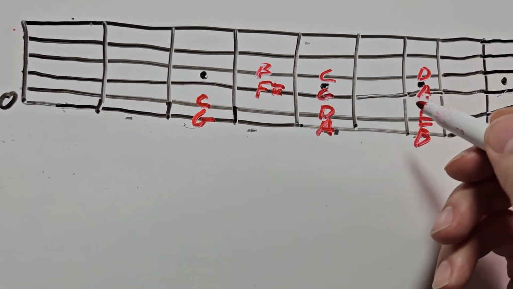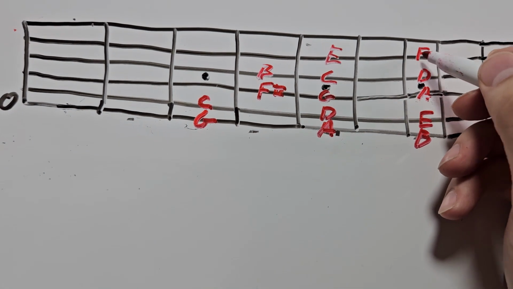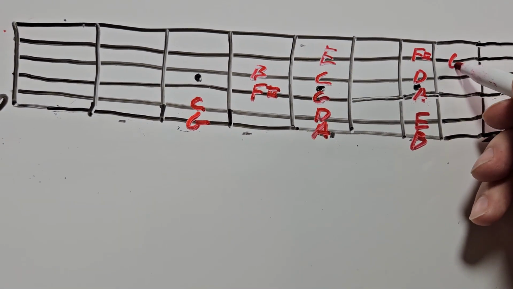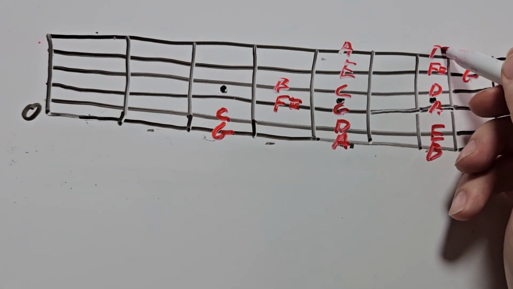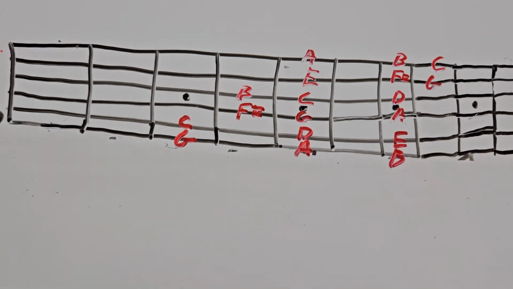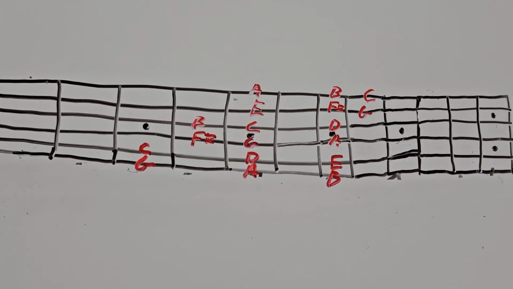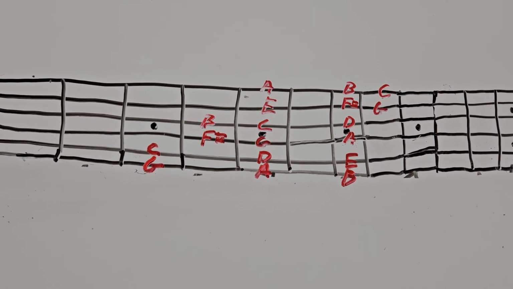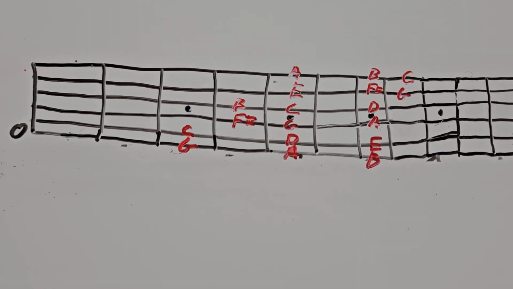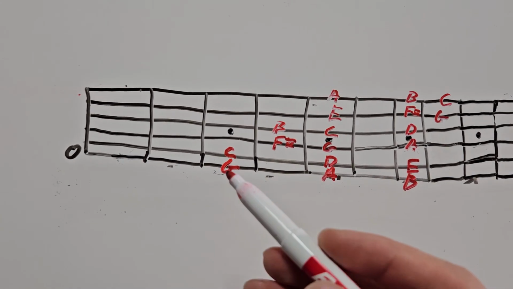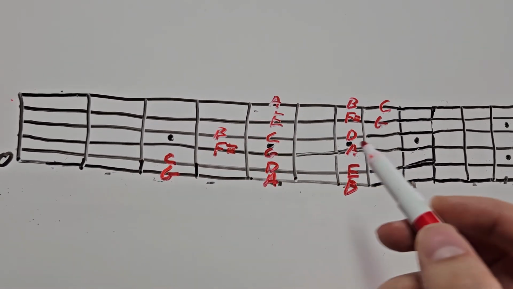D, E, F sharp, G, A, B, C. So this is an example of a 3-note per string pattern. And the beauty about this is once you learn it, you just literally play this, note by note, going up the strings.